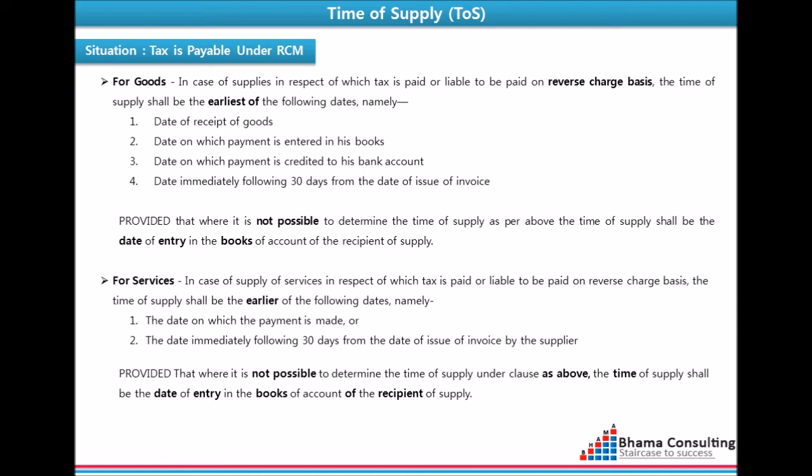In case of services, the time of supply shall be the earlier of: 1. Date on which payment is made, or 2. The date immediately following 30 days from the date of issue of invoice by the supplier. Where it is not possible to determine the time of supply under any of the cases, the time of supply shall be the date of entry in the books of accounts of the recipient of supply.